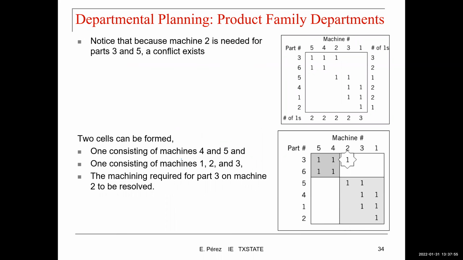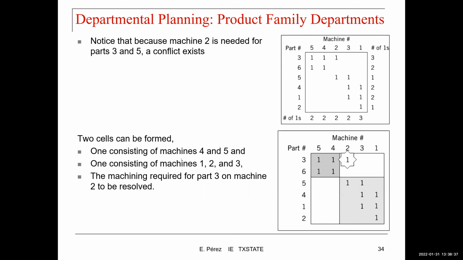Notice that because machine 2 is needed for parts 3 and 5, there's a conflict. Okay, so if we try to separate this machine, like you see machine 2 is needed for part 3 and part 5. So if we try to split this, machine 2 is needed in both cells. So for example here, 2 cells can be formed, one consisting of machines 4 and 5, and one consisting of machines 1, 2, 3. But the machining required for part 3 on machine 2 has to be resolved. So part 3 still needs to use this machine.